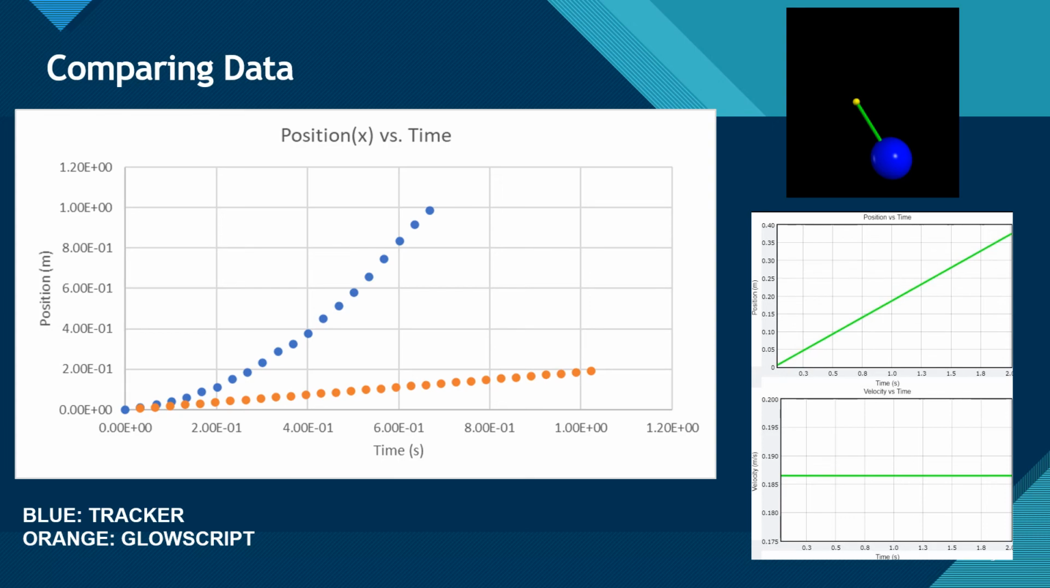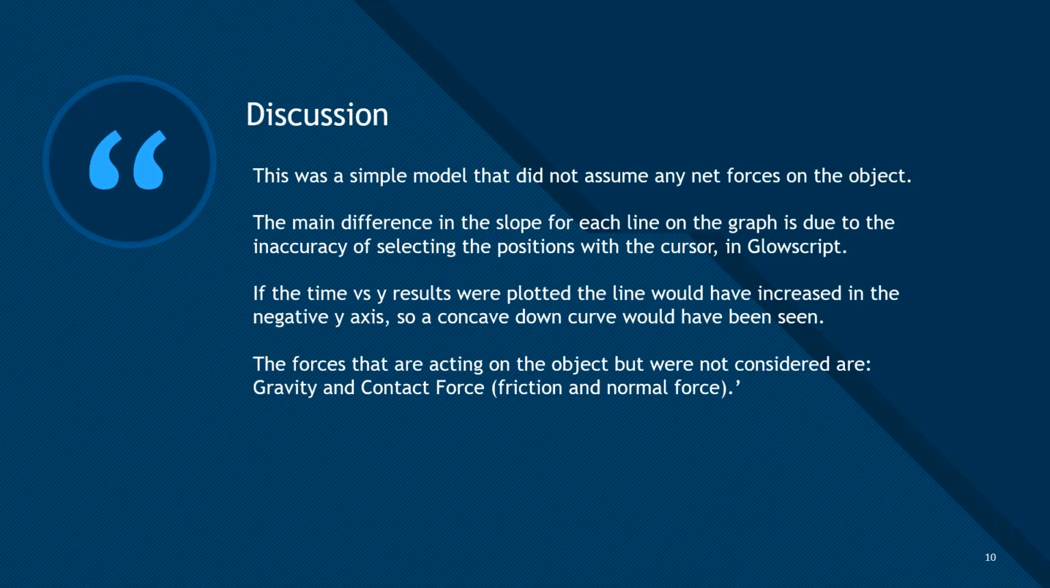computational model for GlowScript. And for our discussion, we know that this experiment was a very basic one. However, it has a basis for every other experiment that we've done in this class. We know that we didn't use any net forces. However, we could have taken into account gravity and the contact force as our net force. Also, the main difference between each of the slopes of the graphs lies in the inaccuracy of selecting the positions. And we know that if we would have done this experiment and taken the difference between time and the y-axis, we would have seen a concave down curve.